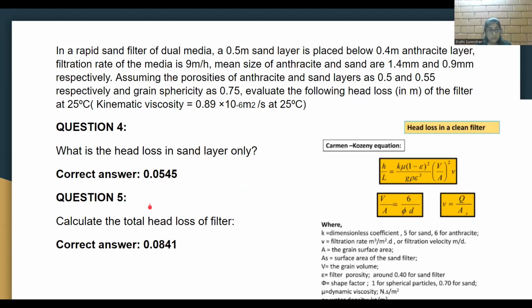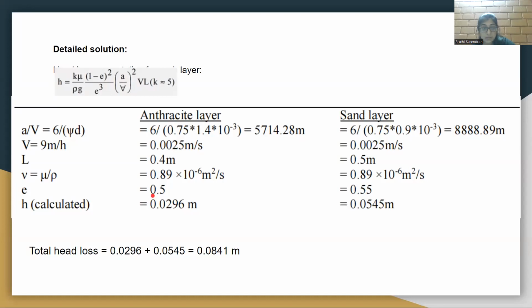So I'll move to the solution. So this is the solution for anthracite layer and sand layer that has been provided. Here they've provided 6 by 5 into D. They have used it in this form, A by V. I don't know why, it's V by A. Okay, irrespective of that, this is the formula 6 by psi into D. Psi is the sphericity.